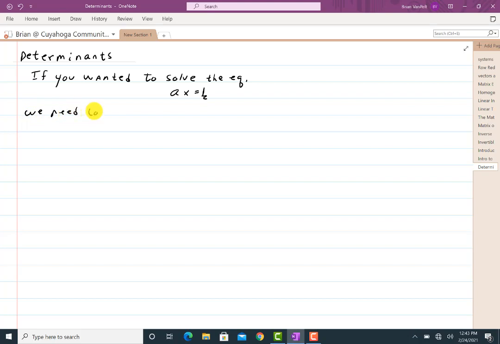we need to make sure that a does not equal 0. Otherwise, it just wipes out the whole equation. So we see that the leading coefficient can't be 0 in order to solve an equation like this. Now let's move on to a small system.